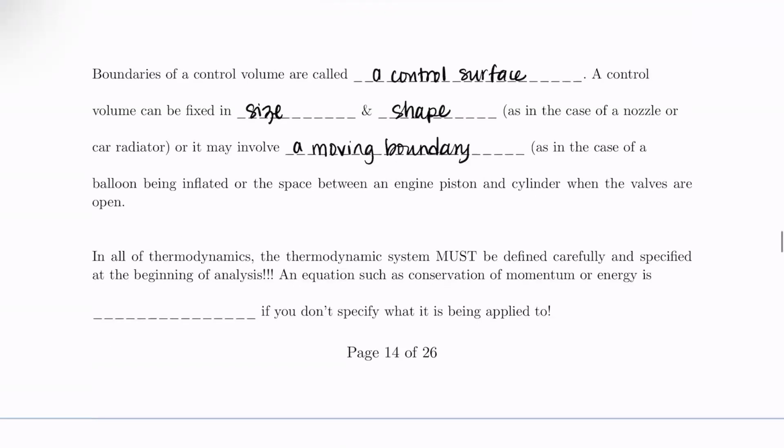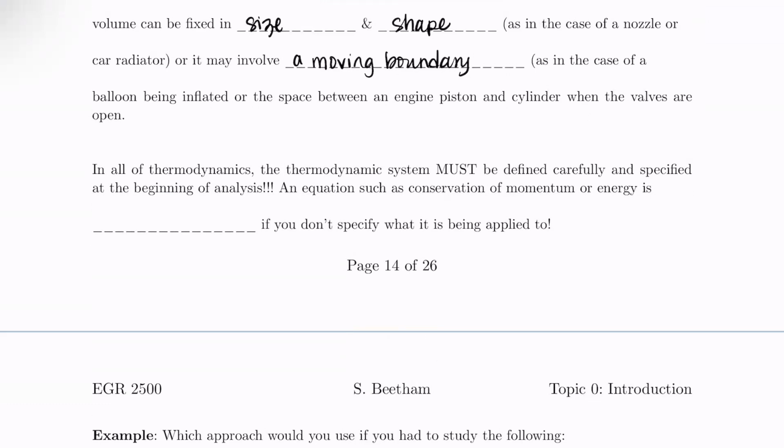In all of thermodynamics, the thermodynamic system must be defined clearly and specified at the beginning of the analysis. This is super important. This is going to be the first step that we do when we start tackling problems. Because if we don't do that, equations like conservation of mass, momentum or energy are pretty much meaningless without knowing what our system is.